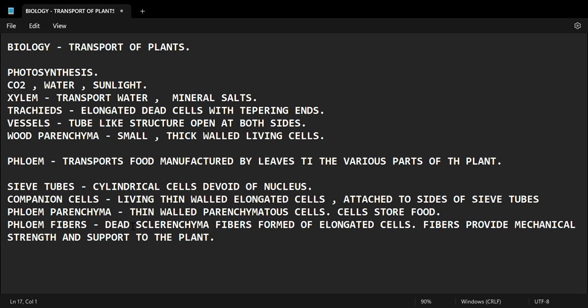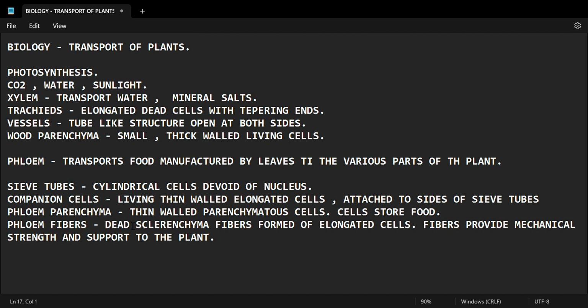Now the transport of food. During photosynthesis, the plants produce their food as glucose, which is stored in the form of starch. So this starch is transported in the form of sucrose solution through the phloem upwards and downwards to all the parts of the plant including its roots. This is called the translocation of solutes.